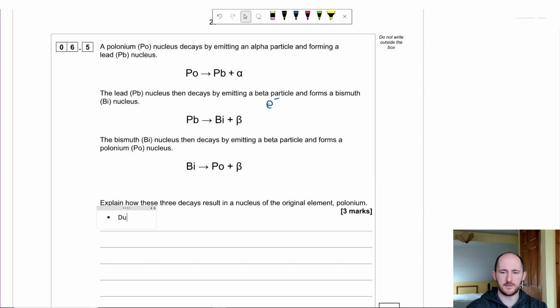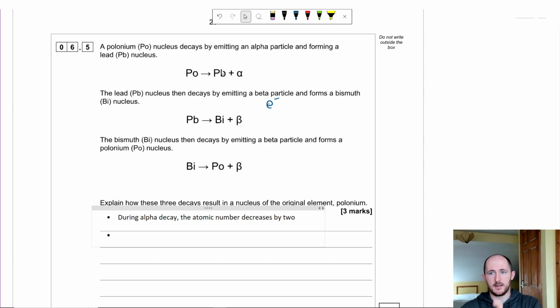So during alpha decay, the atomic number decreases by 2. Actually, again, remember the reason for that. Because the atomic number of the alpha particle is 2. So it's taking away 2 protons. The atomic number is decreased by 2.